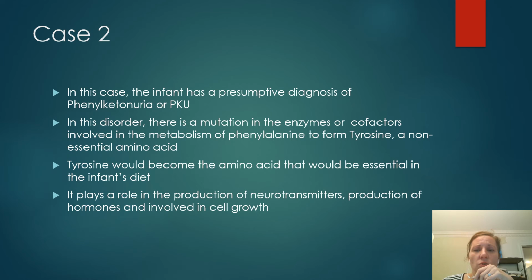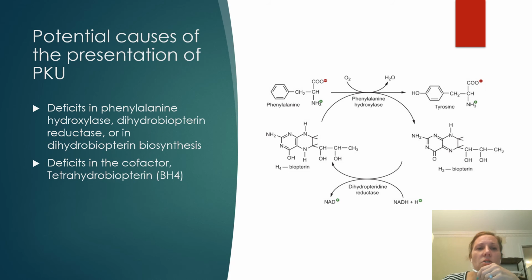It is essential in the diet, as it is needed for production of neurotransmitters, production of hormones involving the organs, and production of cell growth, and without it there could be cognitive deficits, developmental delays, and abnormal growth. And you can see in this next sentence, I actually stated that. Potential causes of the presentation of PKU.